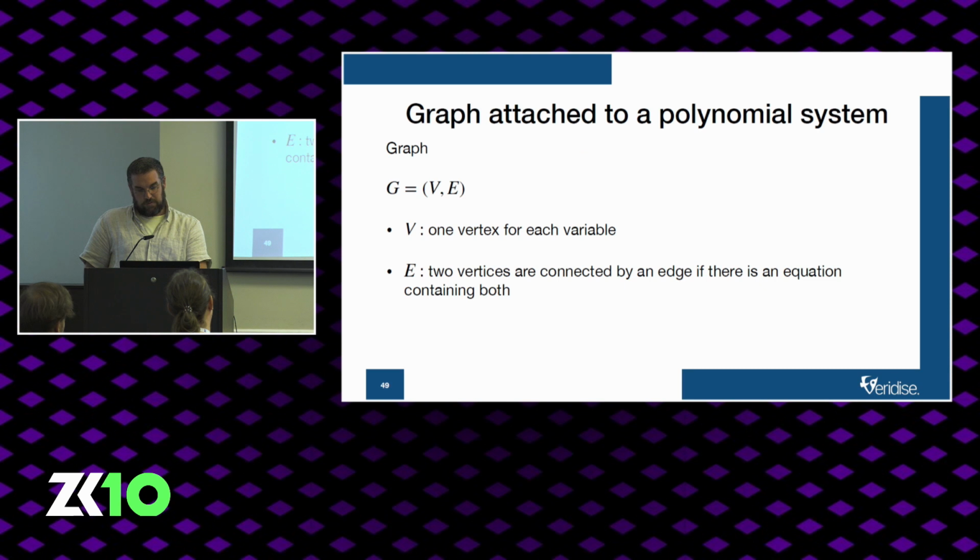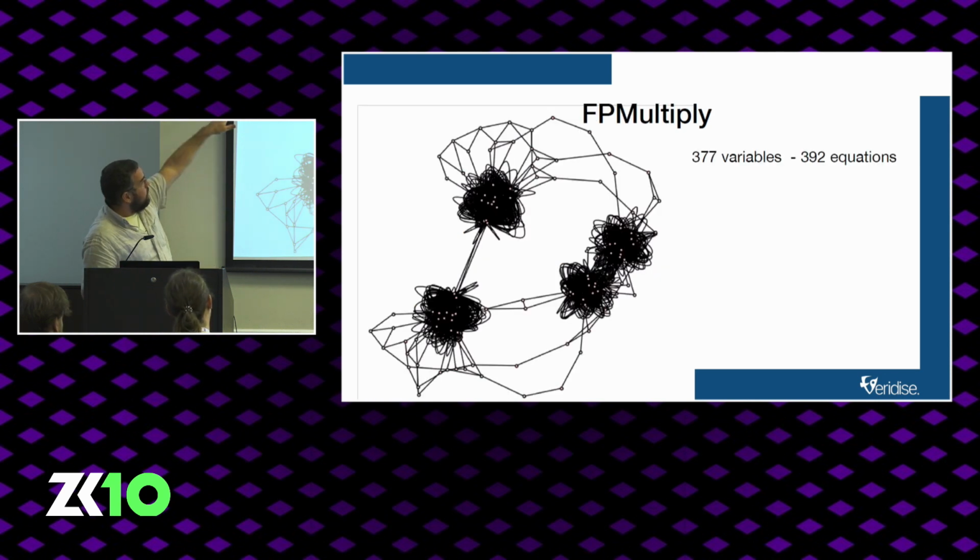And the idea to understand the structure of those polynomial systems is to attach a graph to the polynomial system of equations. It's a graph where for each variable that appears in your system, you have a vertex, and you draw an edge between two vertices exactly when they appear in an equation together. So for instance, for a circuit like the FP multiply circuit, you get a graph that looks like this. It looks quite complicated, with 377 variables and 392 equations.